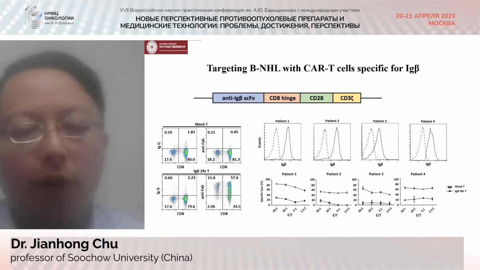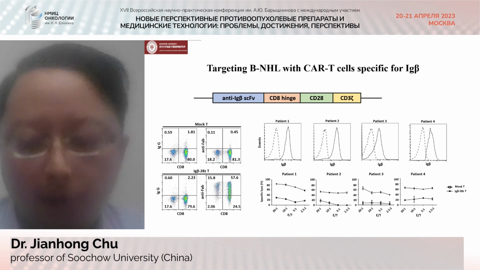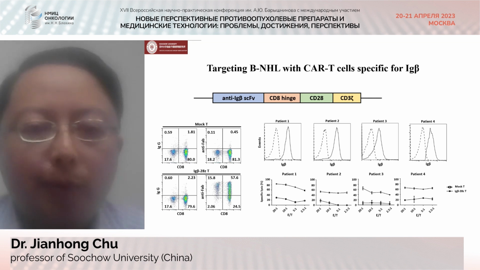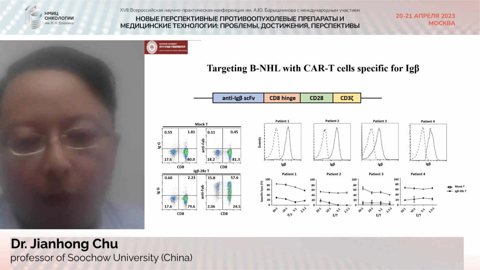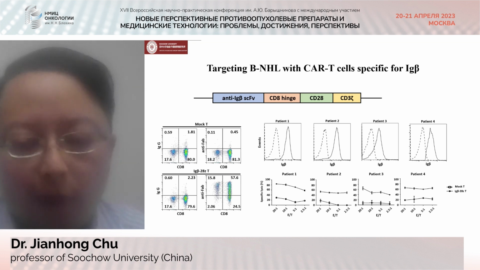We also did some work on the identification of CAR T targets for blood cancers. Since Ig-beta is highly expressed in B-cell lymphoma, we generated an Ig-beta specific chimeric antigen receptor construct and produced the CAR T cells. We found that the Ig-beta CAR T cells can efficiently kill patient-derived lymphoma cells in an autologous setting.